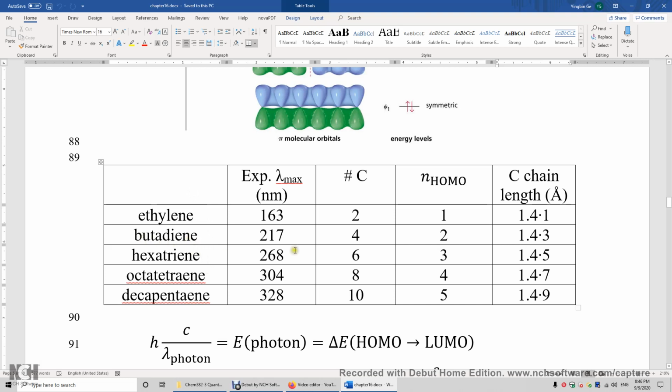Now we look at some other similar polyenes. Let's say butadiene, we have 4 carbons, and HOMO is 2, and LUMO is 3. We have the carbon chain length 1.4 times 3. Octatetraene, we have 8 carbon atoms. The N-HOMO is 4, and then we also have carbon chain length here.